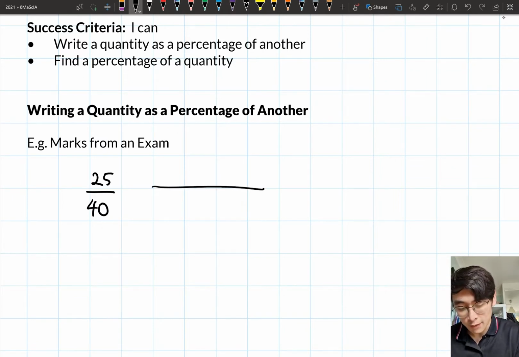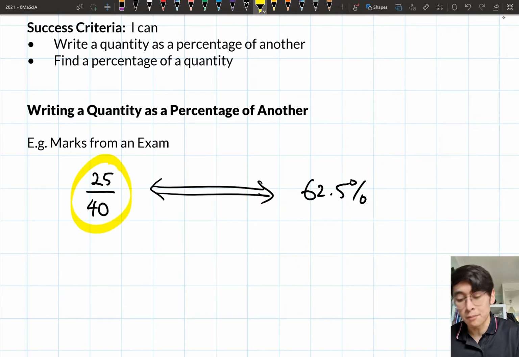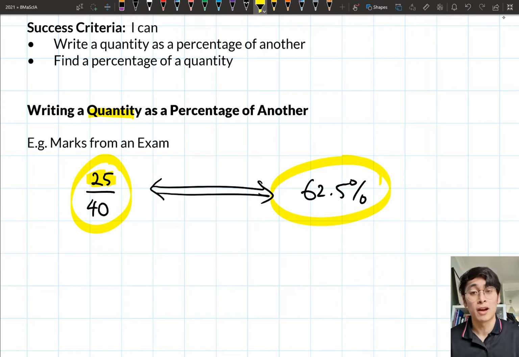If I was to do that, I would convert this fraction into a percentage, and we've actually done that. For this one, that should give you 62.5%. So what we want to be able to do is go through this step, writing a quantity as a percentage of another. We have 25 marks out of a total possible of 40, and we want to write that as 62.5%.